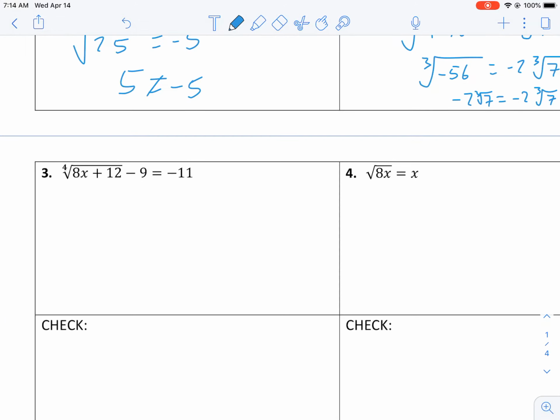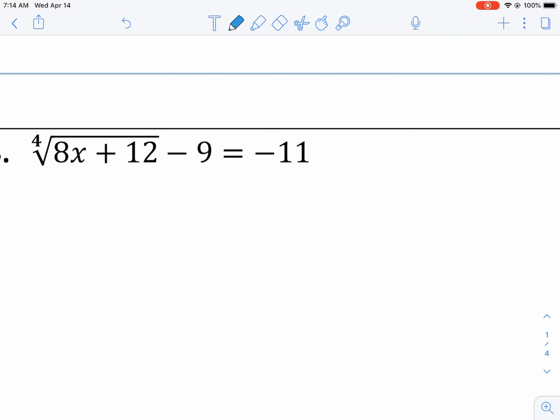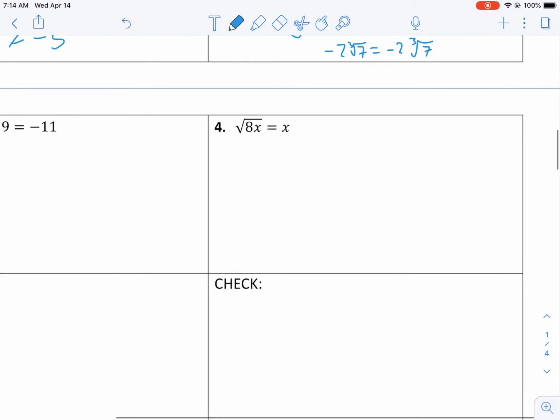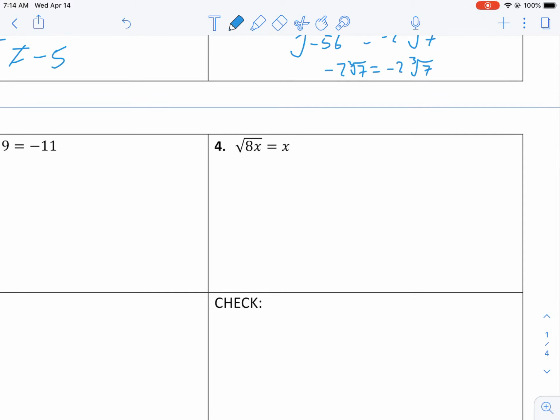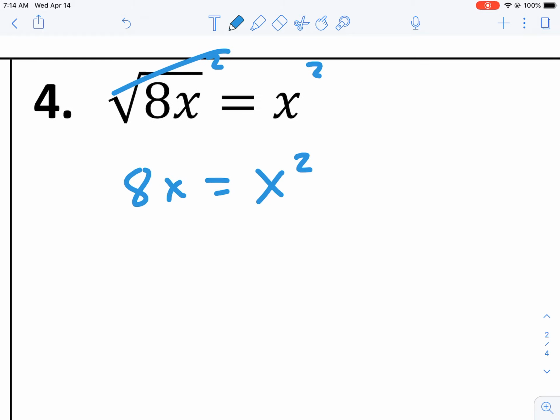With a fourth root, you will get extraneous solutions, because fourth roots also can't be negative. Here's the other situation where you could get an extraneous solution. What if you have an x on the other side? This one's a little weird because when we square both sides, we get 8x, but this time 8x equals x squared. And this is a quadratic, so hope you remember how to solve quadratics.